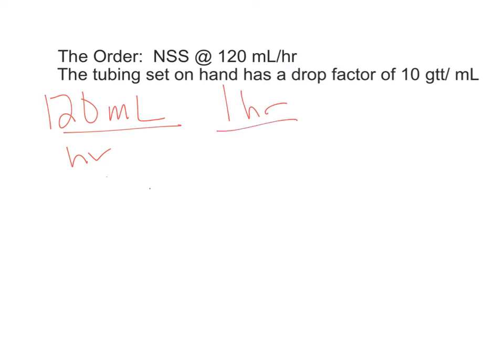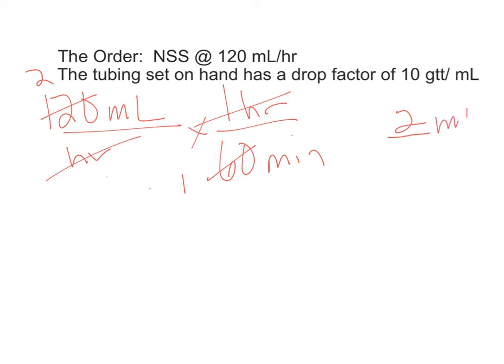1 hour has 60 minutes. Okay, so cancel those out. Multiply across after you've canceled those out to milliliters a minute. And if you want to take a minute to look at that, we can probably pause it. But just so you understand, we have 2 milliliters per minute.